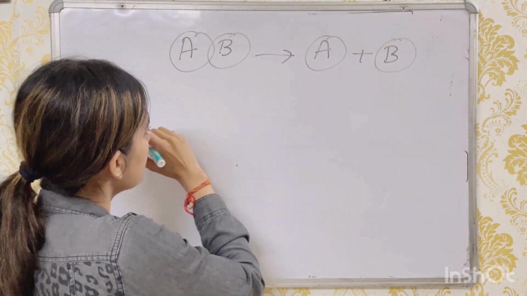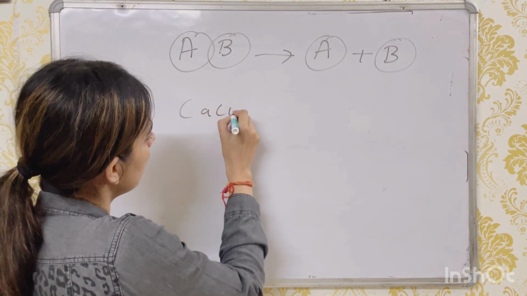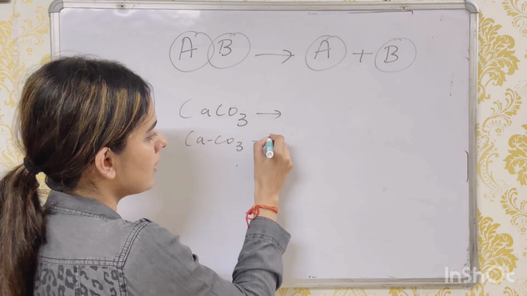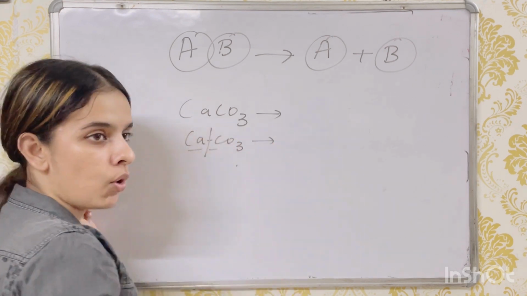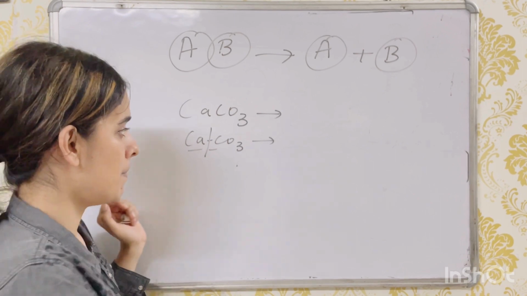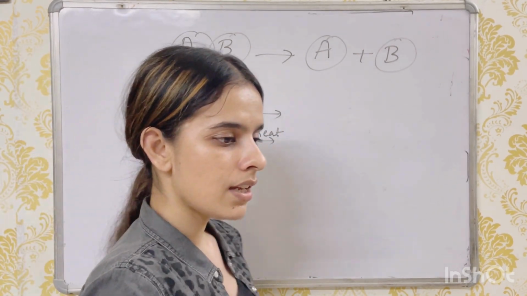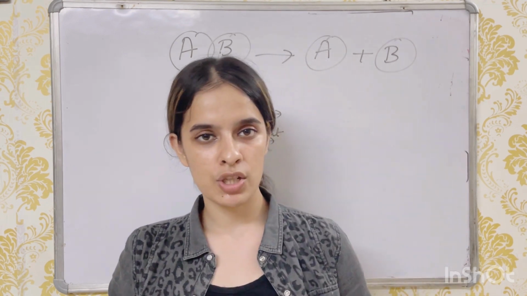Like if I'm taking calcium carbonate, there must be some bond between them, right? So we have to break that bond. How can we break it? By supplying heat. So in this way, there are different types of decomposition reaction.